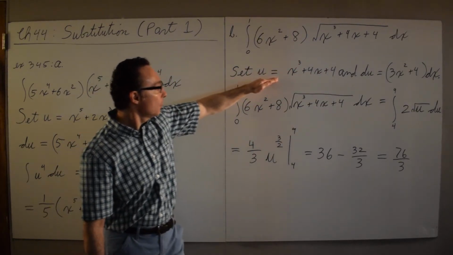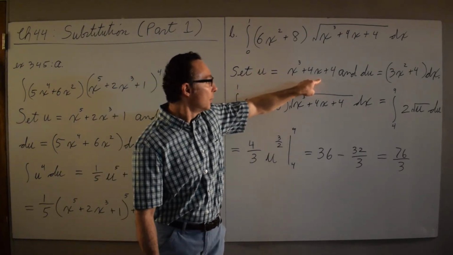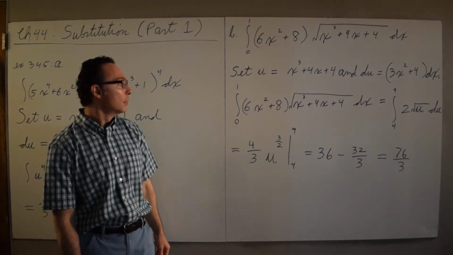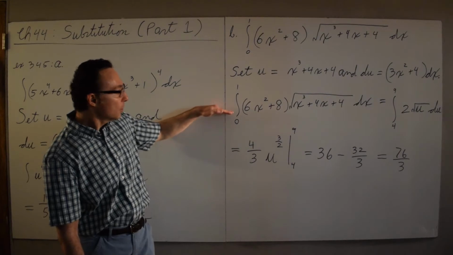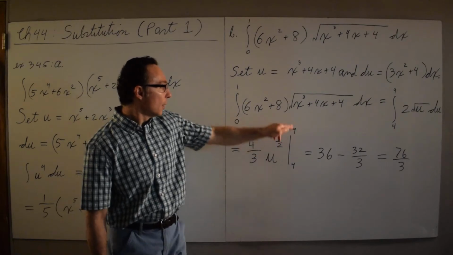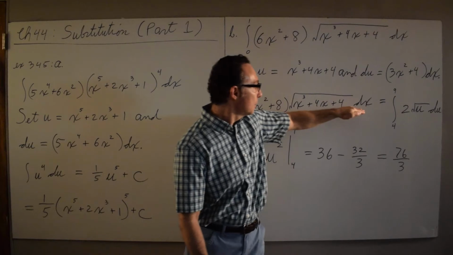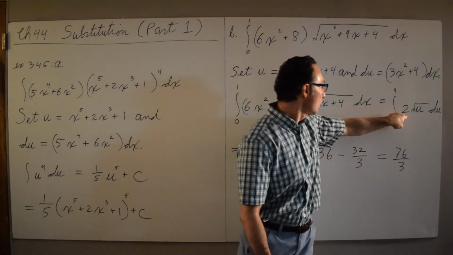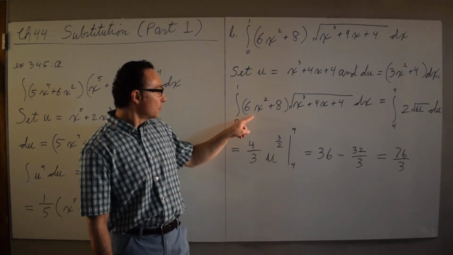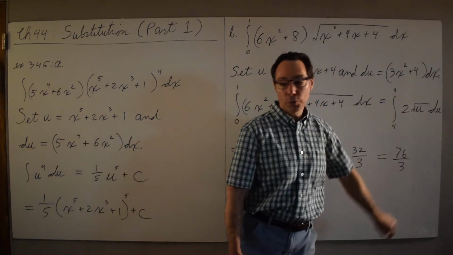So we'll set u equal to the third degree polynomial, and what is du? It's the derivative times dx. So du is 3x squared plus 4 times dx. So this integral that we were given is what? Well, this is the square root of u. 6x squared plus 8 times dx isn't du, it is 2 times du. So when we substitute the variables, this expression becomes 2 square root of u du.